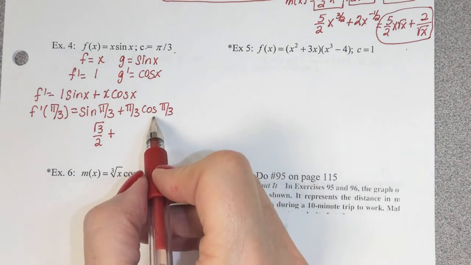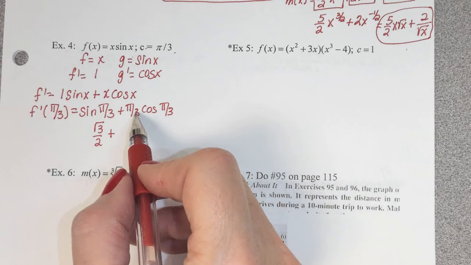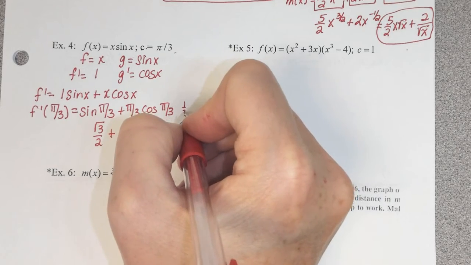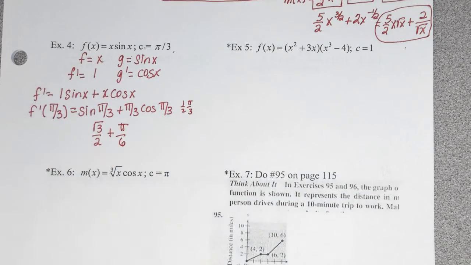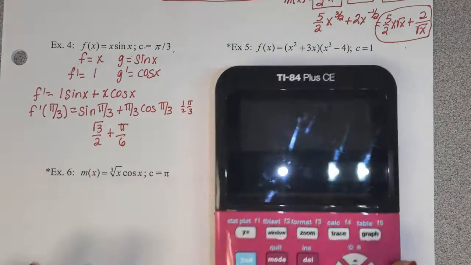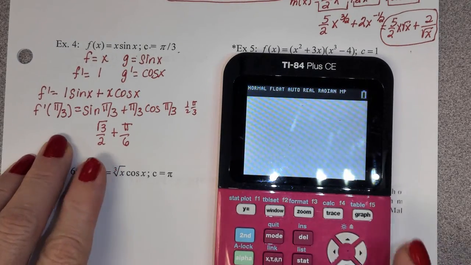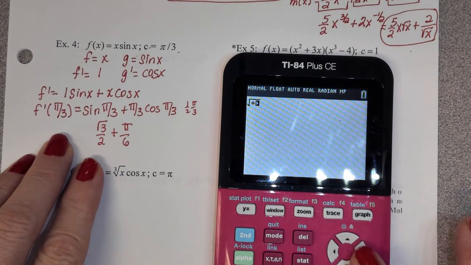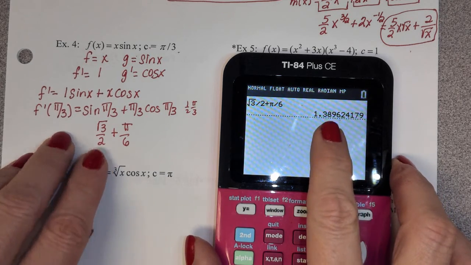Plus, do you know the cosine of pi over 3? 1/2 times pi over 3. Well, 1/2 times pi over 3 is going to be pi over 6. So that's what I think the answer should be. So checking that, radical 3 over 2 plus pi over 6 gives me this answer. I think that's what the answer should be.